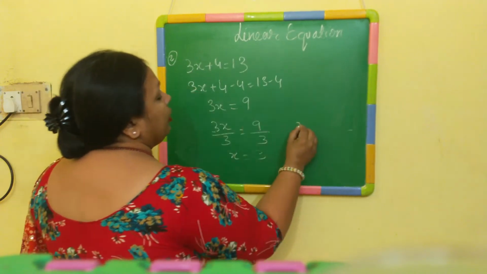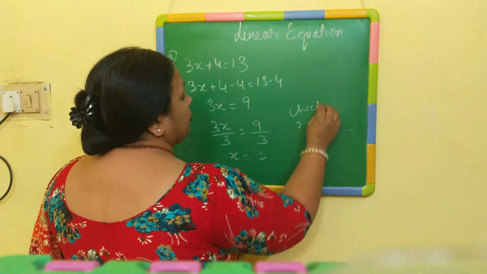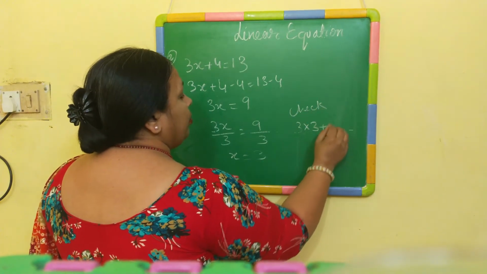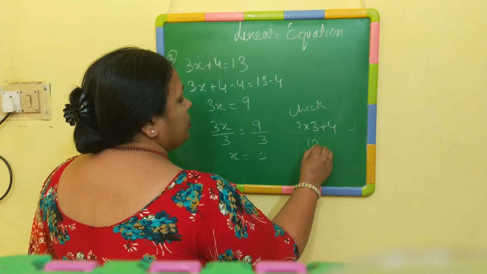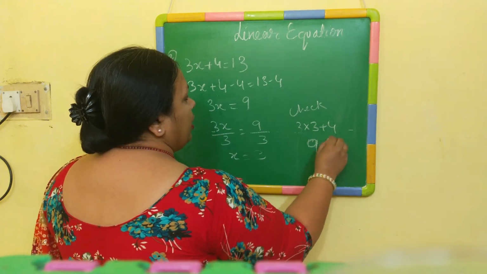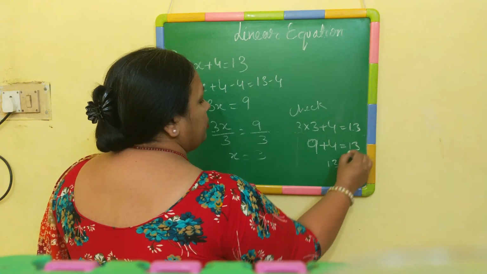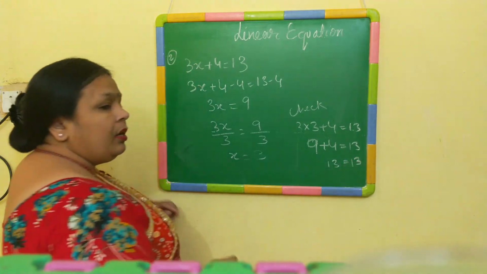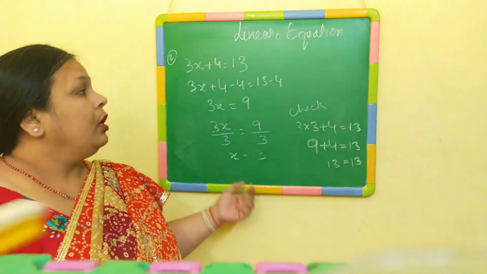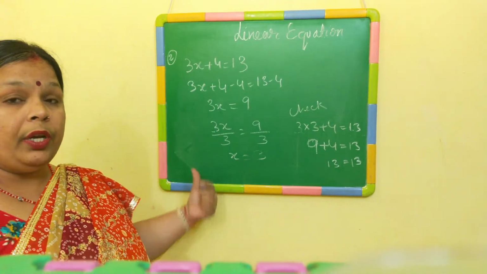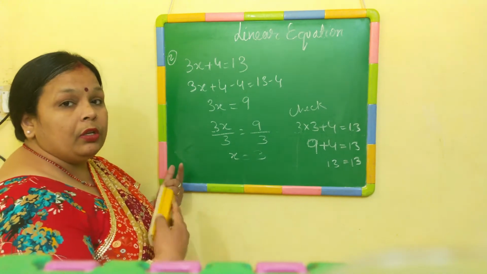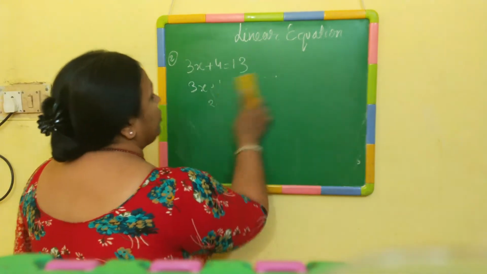Now to check: 3 into 3 plus 4, 3 threes are 9. 9 plus 4 is 13, is equal to 13. LHS is equal to RHS. Now let's see the third example, where we will be using the rest of the rules.